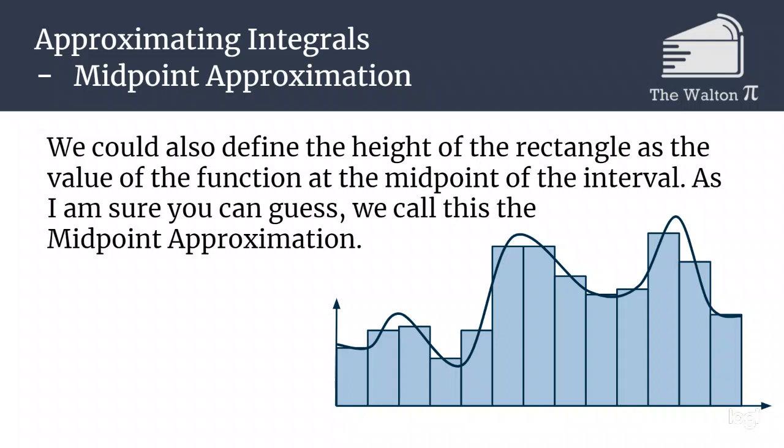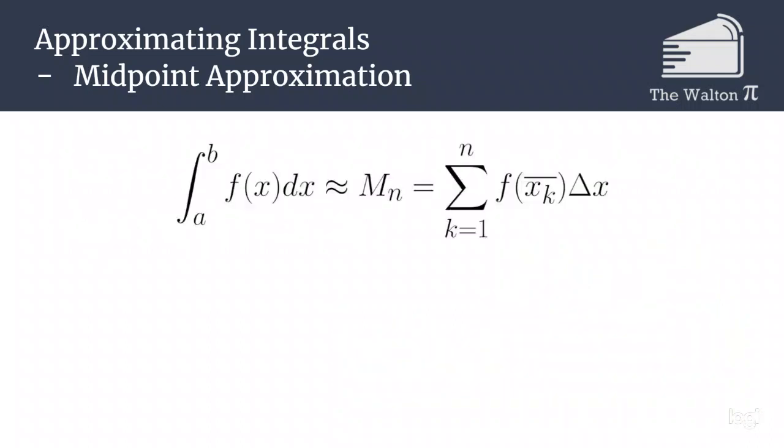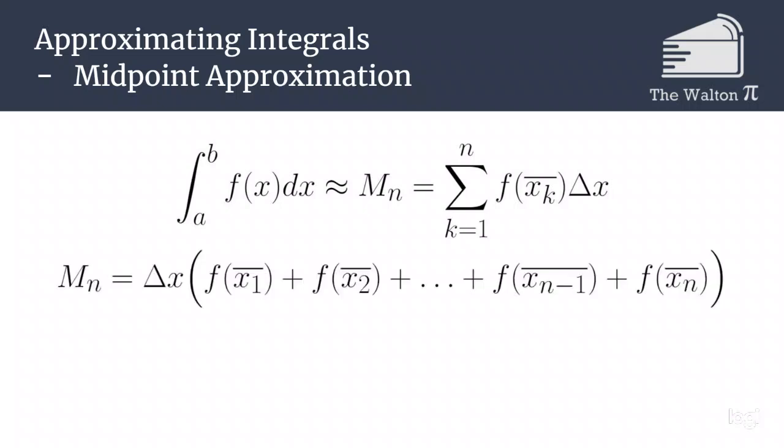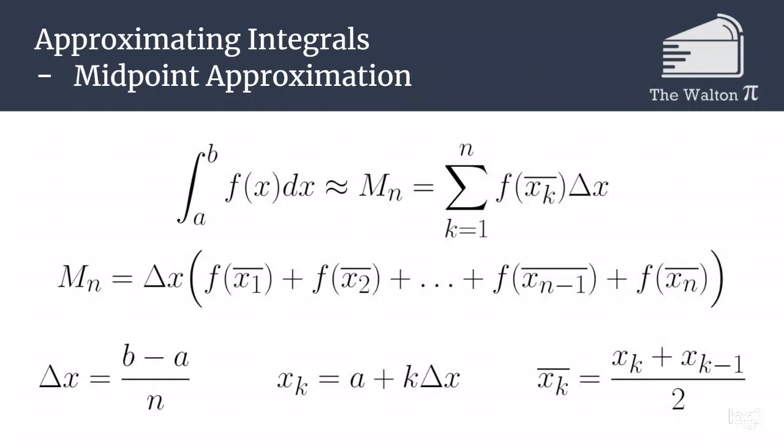Now, we don't only have to define this using the endpoints. We could also use the midpoints. The midpoint approximation is the sum from k equals 1 to n of f of x sub k bar times delta x. Now x sub k bar is the average of the two endpoints, so we define it as x sub k plus x sub k minus 1, all over 2. This just says find the midpoint of each interval and then evaluate the function at the midpoint.